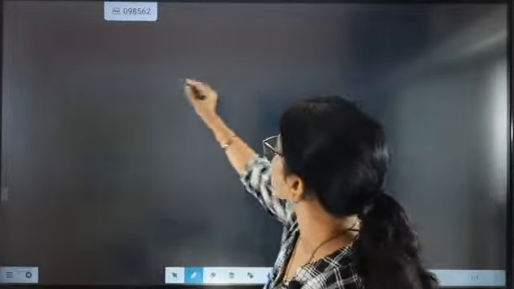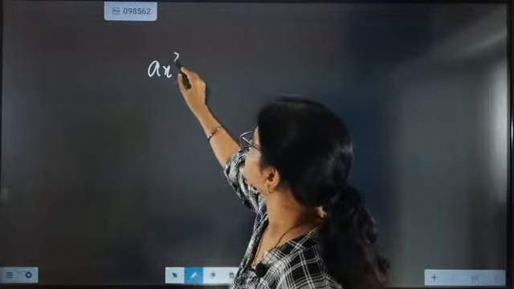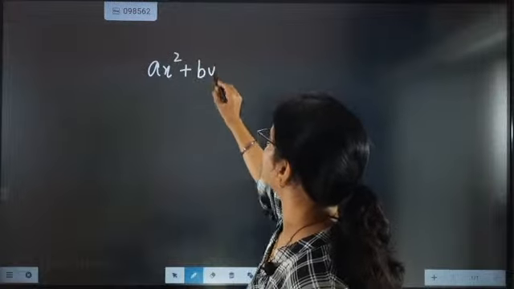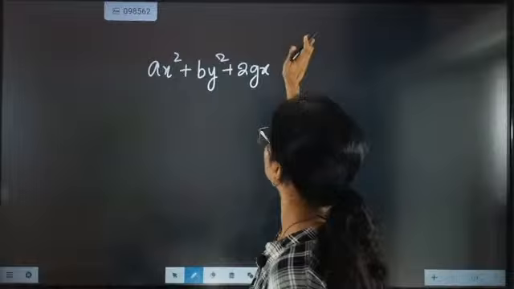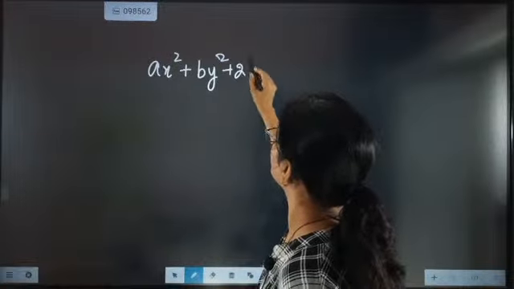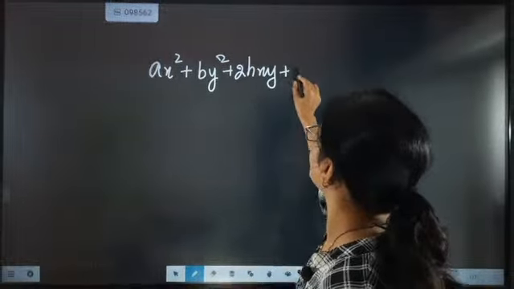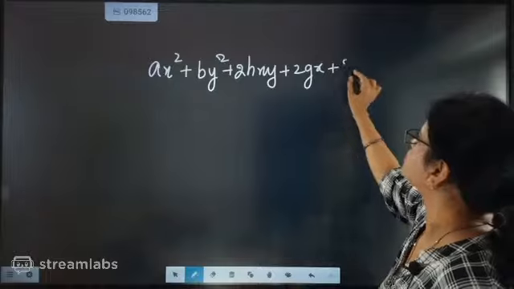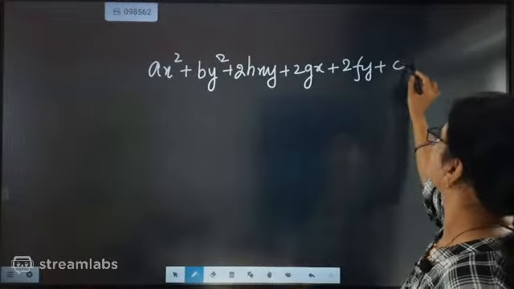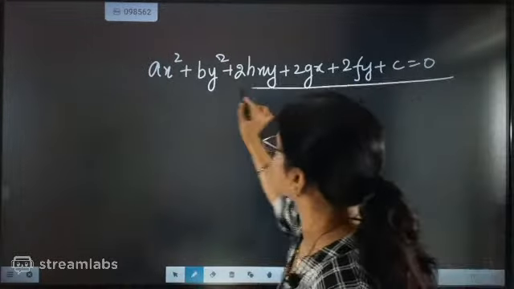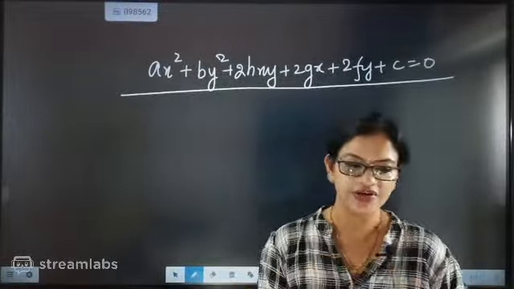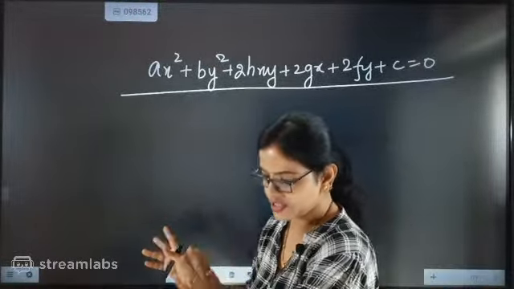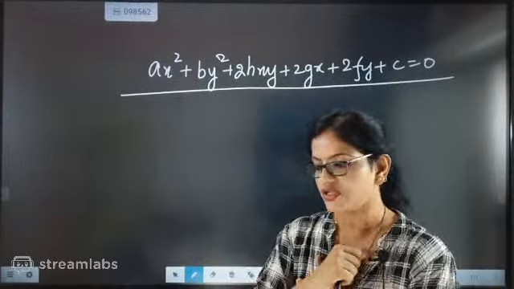Coefficient part we have written. We wrote the equation as ax square plus by square plus 2hxy plus 2gx plus 2fy plus c equal to 0. This is going to be called the general Cartesian equation, the general quadratic equation, the general conic equation.